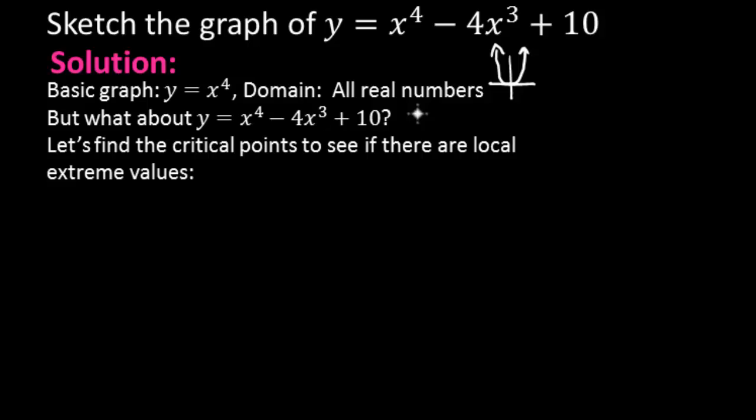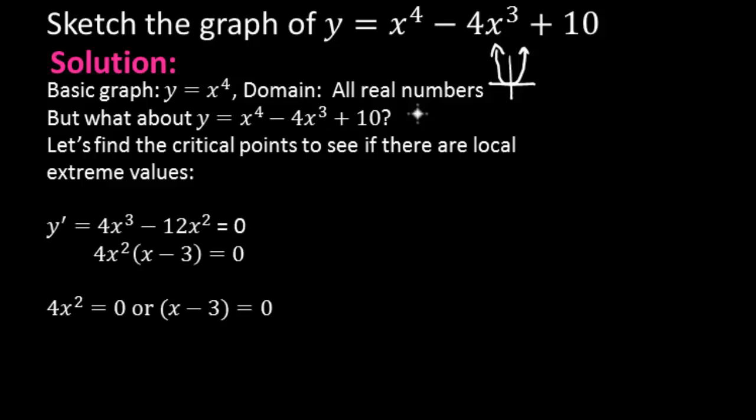So let's take the first derivative and find out the critical points, if there are any. Right? The first derivative is 4x cubed minus 12x squared, plus 0, of course. Then you set that equal to 0, and we can see that 4x squared goes into both of these, so it's a common factor. So pull that out, and you're left with x minus 3. And so set each to 0, and we see that x equals 0 and x equals 3 are your critical values.